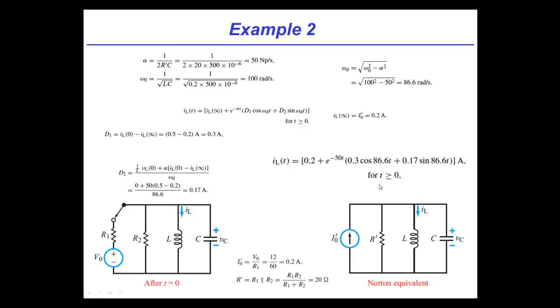Let's plot it. So wait, before we plot, let me think about this. So your final value is going to be 0.2 amps. So this thing's got to settle to that. Correct. It's got to decay out with an envelope of e to the minus 50. Correct. And there's going to be some oscillation around 86.6 radians per second. And the oscillation is represented by the periodicity here.